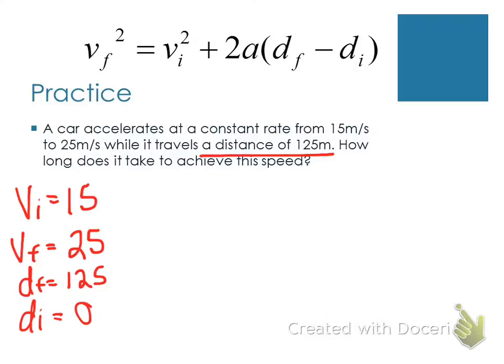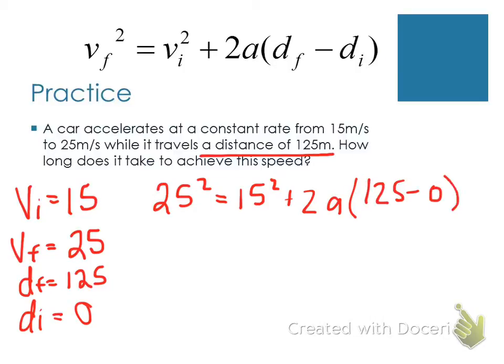Solve for acceleration first, and then we can solve for time. No, we have to use this equation to solve for acceleration. We have final velocity and initial velocity, so we're going to solve for a. This is still the third one. So 25 squared equals 15 squared plus 2a times 125 minus 0.